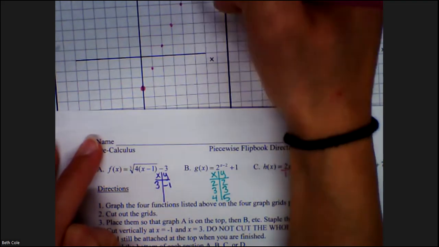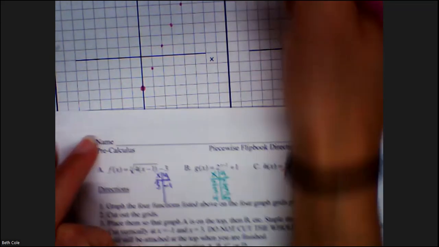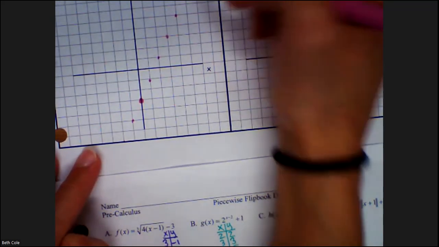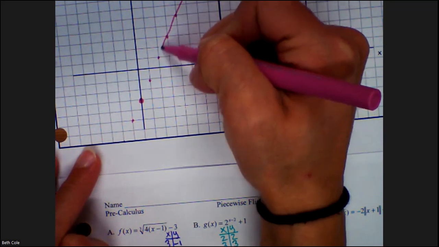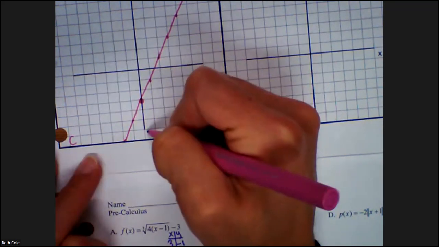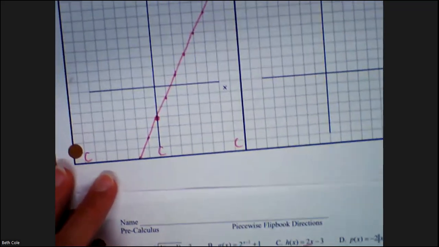And again, you want to go all the way to the edge. Since this one's linear, that's not that hard. Just maybe keep on putting points in there to make it really accurate. And then label this one as C in the left, the right, and the middle.